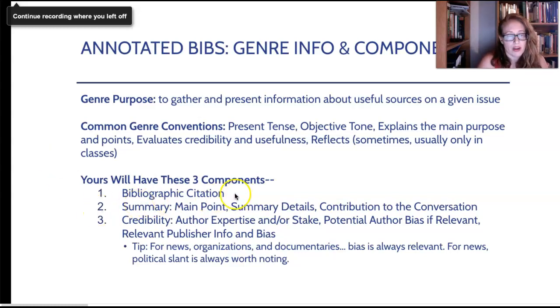What you're going to have is your bibliographic citation in either MLA or APA. You'll have a summary, which includes stating the main point of the article or source, the summary details, and how that source contributes to the conversation. Then the credibility, which includes the author expertise and or their stake in the issue, the potential author bias if it's relevant, and the relevant publisher info and bias. And a tip for this is that for news organizations and documentaries, bias is almost always relevant. For news, the political slant of the publication is always worth noting.